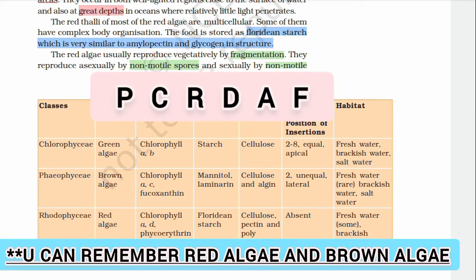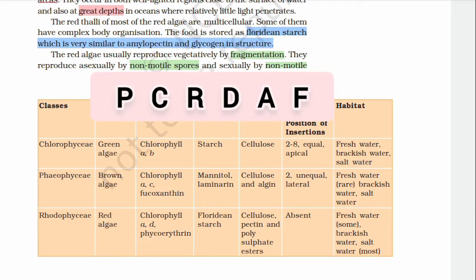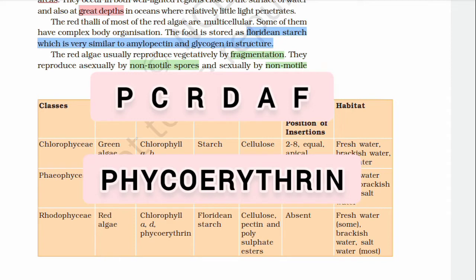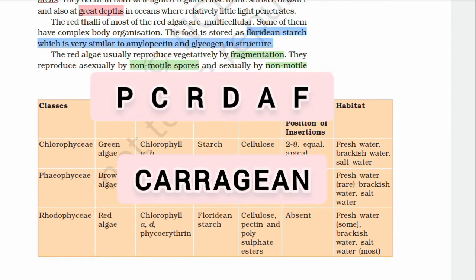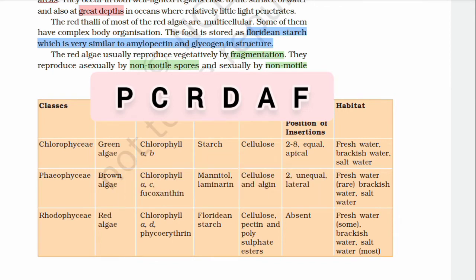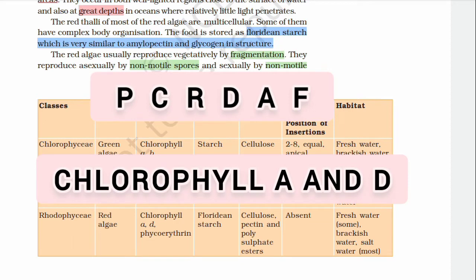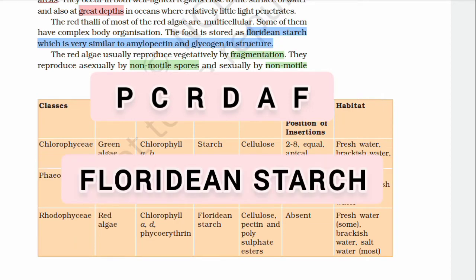Okay. From this you can remember red algae and brown algae. How will I say? So in PCR we have R. So here R is for red algae. First one is about the pigment it has. So P represents phycoerythrin. So that is found in red algae. P is for phycoerythrin. C is for carrageenan. R is for red algae. D and A, so chlorophyll A and D. And F is for Floridean starch.